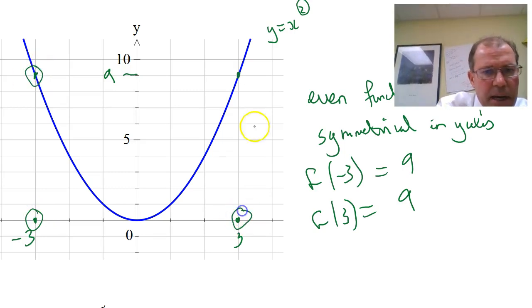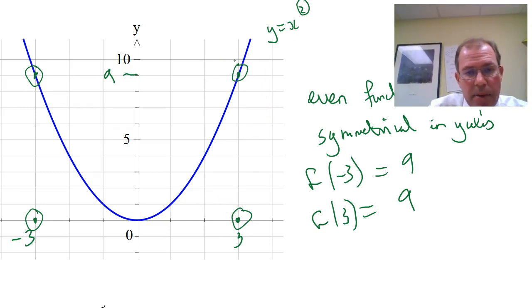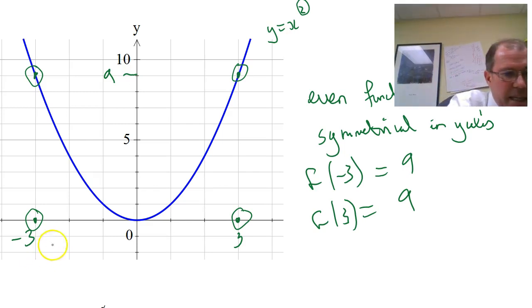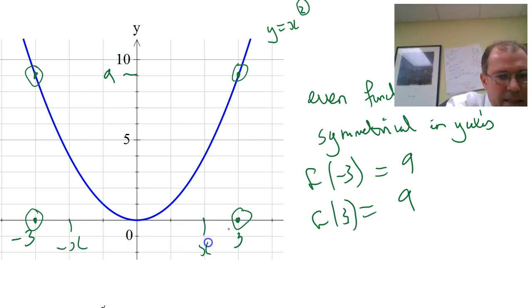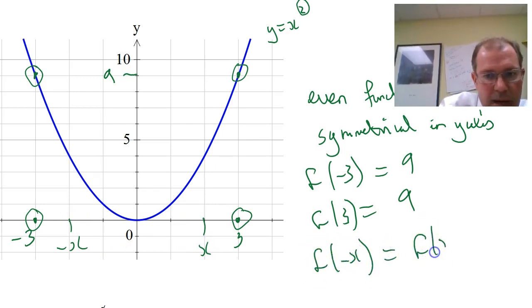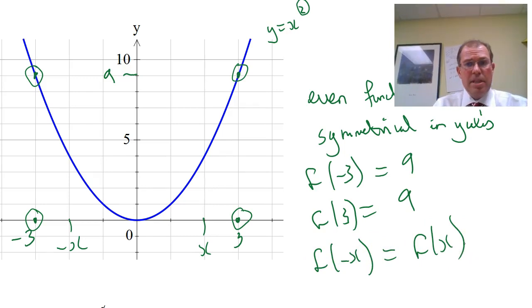Equally, if we put 3 in, we get the same value, 9 out, because it's symmetrical in the y-axis. So we can see that f of -3 is equal to f of 3. If we generalize that and imagine any point, let's call it -x and x, we can see clearly that f of -x is equal to f of x. And that gives us that symmetry.